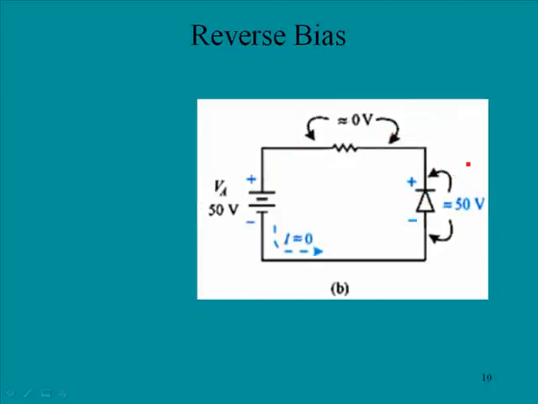In this situation we have simply increased the voltage. The same condition exists, except the depletion region is probably a little bit wider, and the applied voltage is felt across here, and there is no current in the circuit.